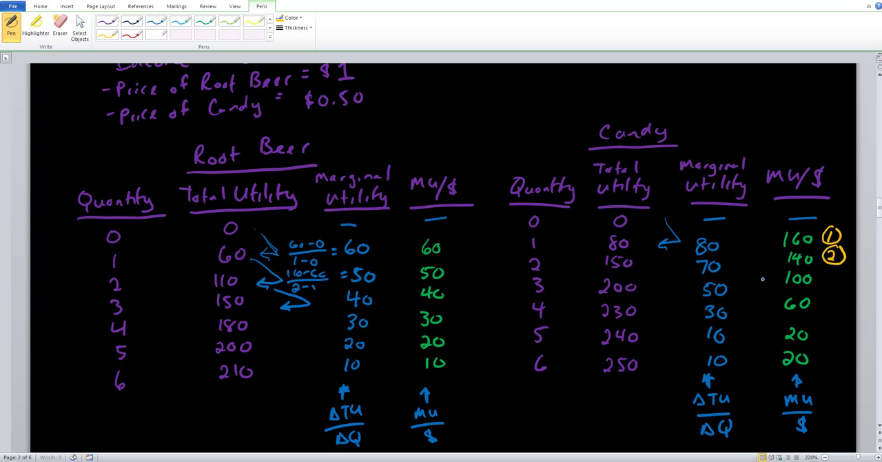So your second money is going towards there. Your third money is going to go towards candy once again, because 100 is bigger than 60. And then you want to go ahead and say, hey, these two numbers are equal to one another now, so it doesn't really matter where I spend my next money.